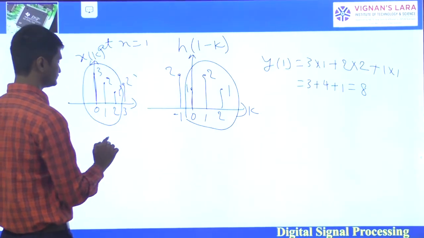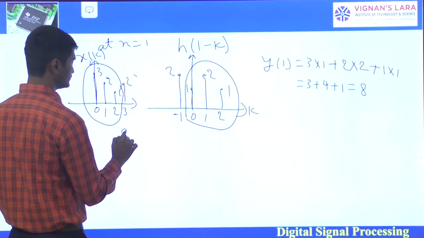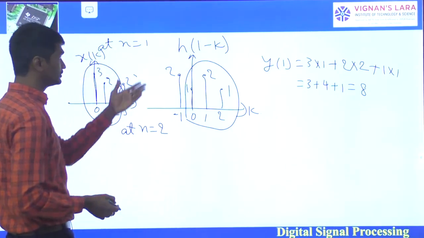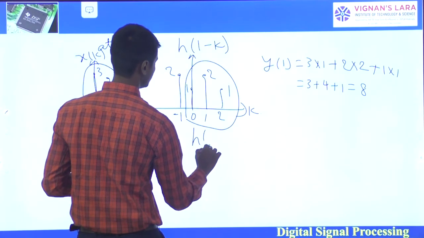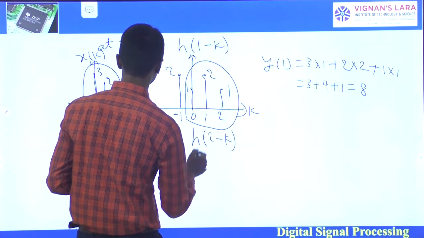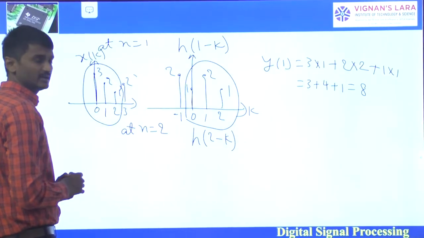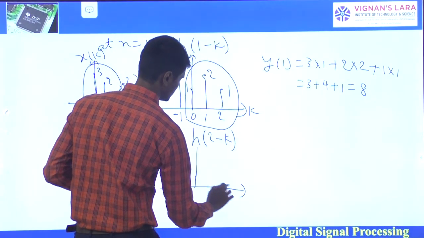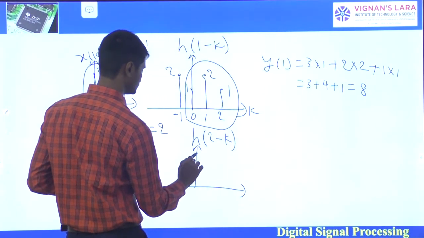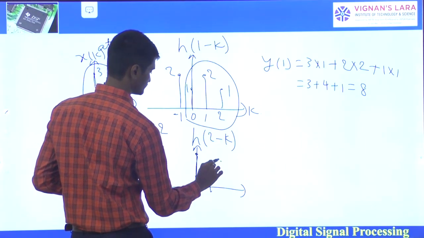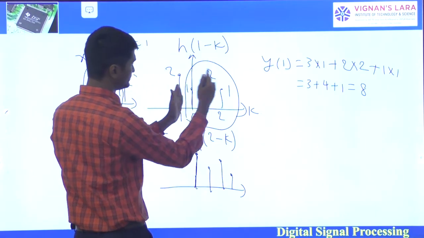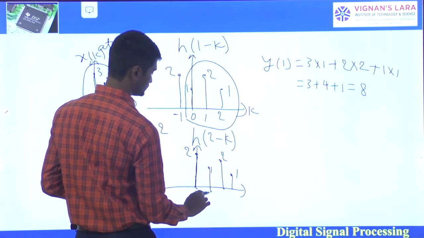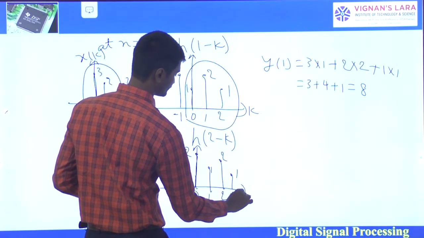So again increment the value of n. So at n equals 2, it is h of 2 minus k. Again it will be shifted 1 point: 2 1 2 1, 0 1 2 3.